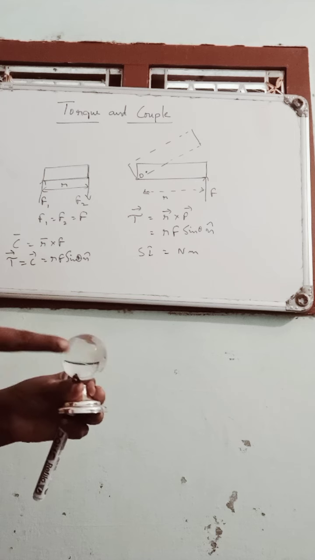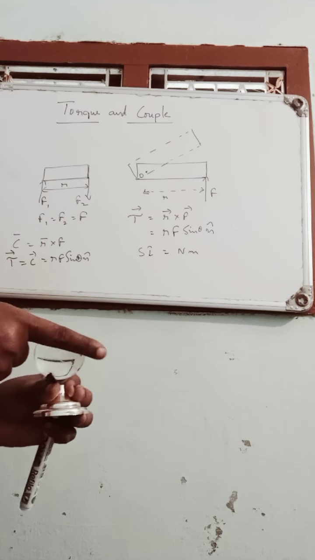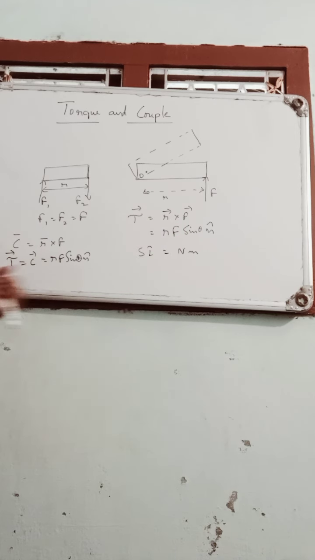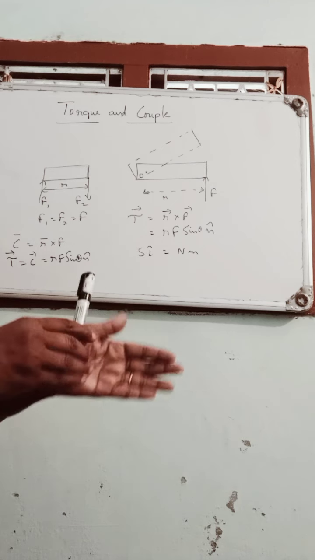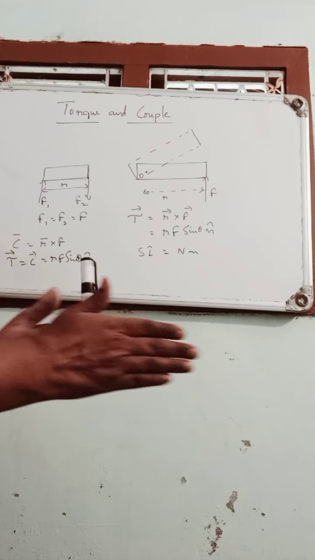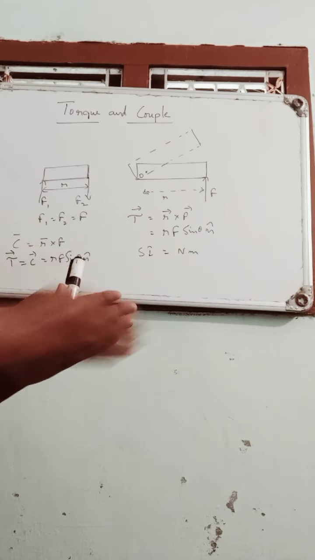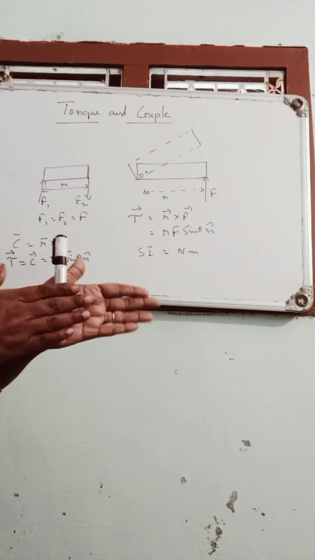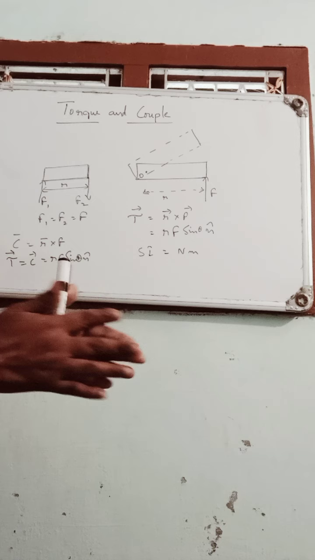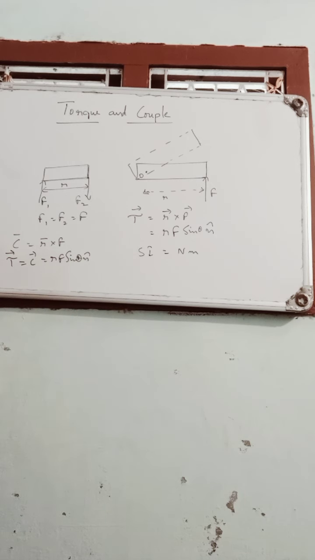One force causes rotation in a rigid body. This is called torque. If you open a door, you have to apply one force tangentially. That is torque. If you want to rotate this, we have to apply two equal and anti-parallel forces, one force in the forward direction, the other force in the backward direction. Then only this rigid body rotates. This is the difference between torque and couple.